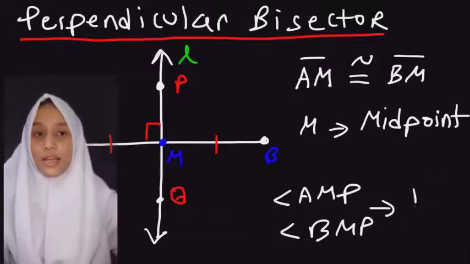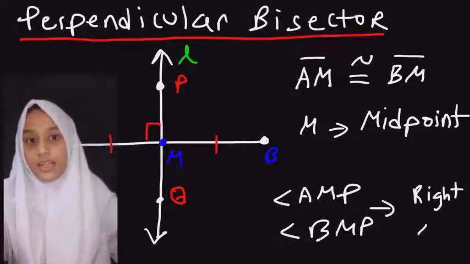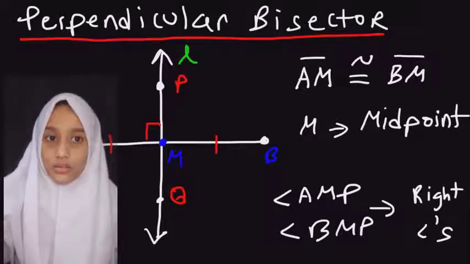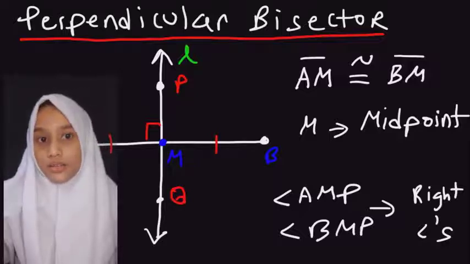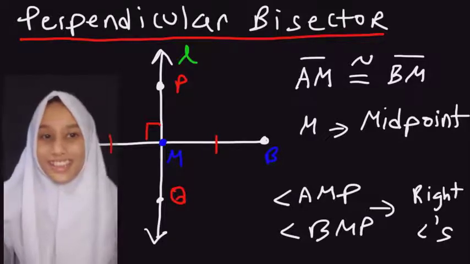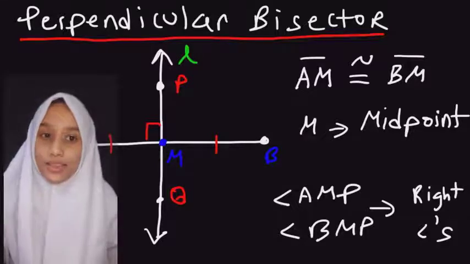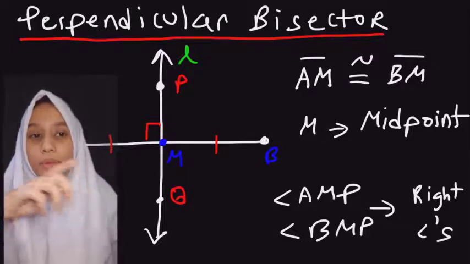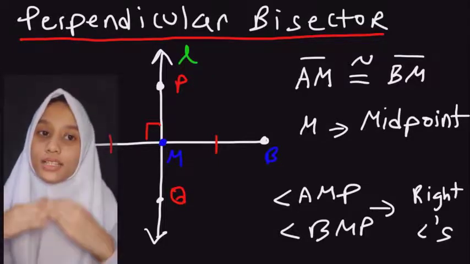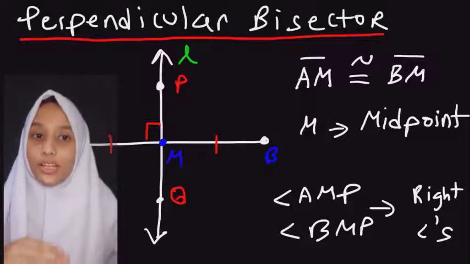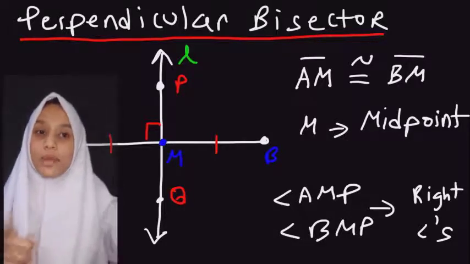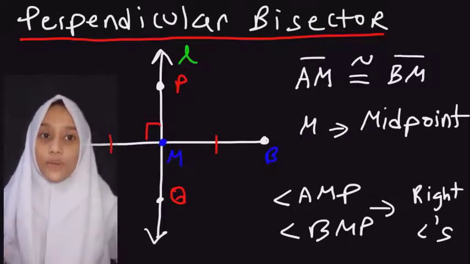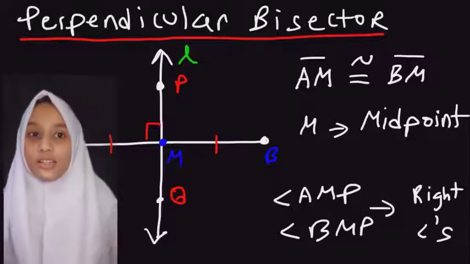So perpendicular bisectors are lines that bisect a segment into two equal parts and they form right angles with that segment. Personally, I like to think of a perpendicular bisector as a hybrid of a median and an altitude. Like a median, it touches the segment at the midpoint and it bisects it into two equal parts, and like an altitude, it forms right angles. So, it has features of both.